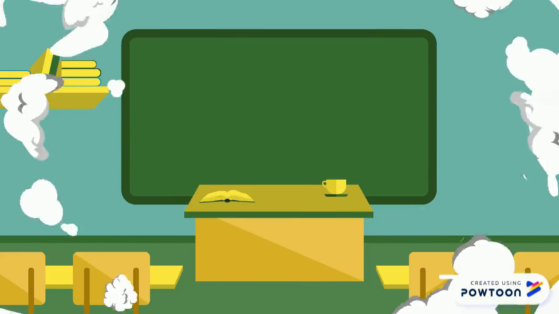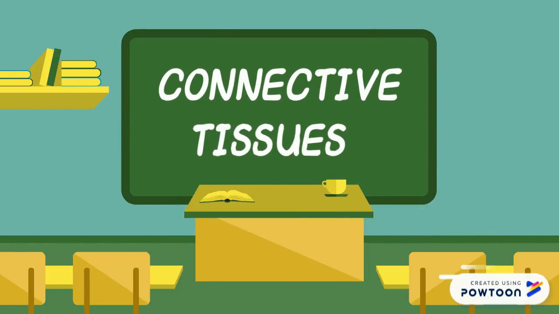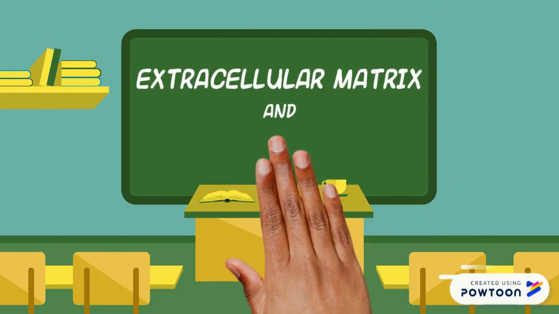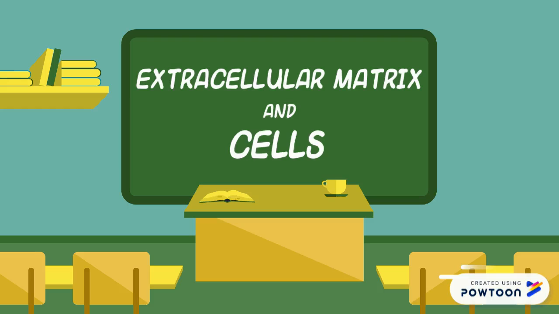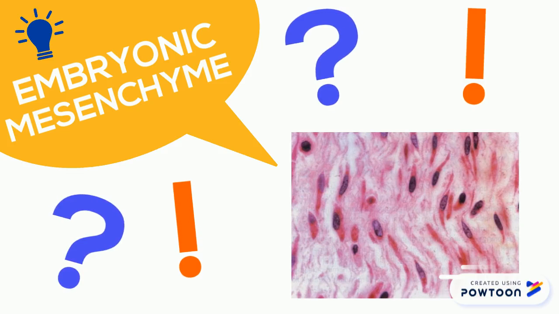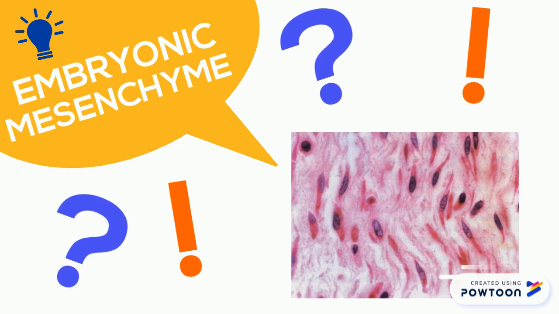Let the lectures begin. Connective tissues, unlike other basic tissues, are basically characterized by their abundance of extracellular matrix and relative paucity of cells. You may not know it, but connective tissue is derived from the embryonic mesenchyme, compared to epithelial, which is basically derived from 3 germ layers.